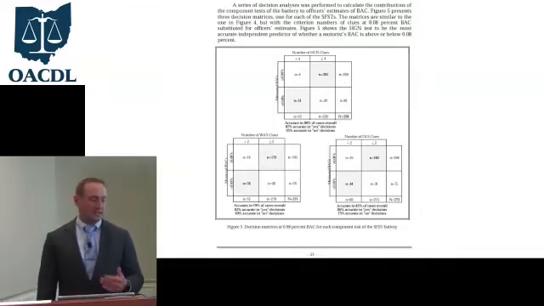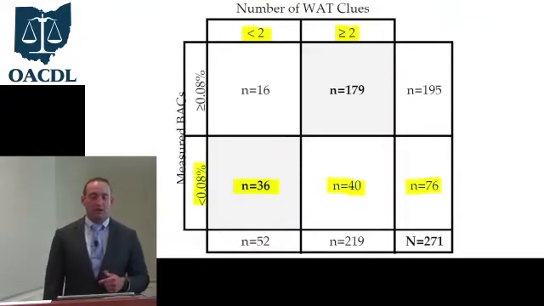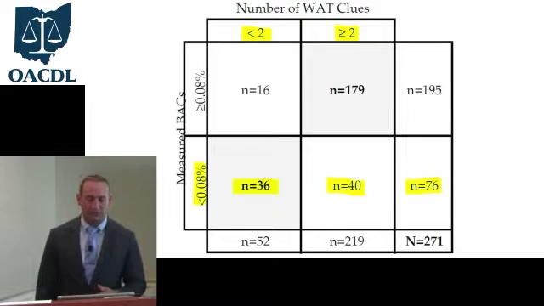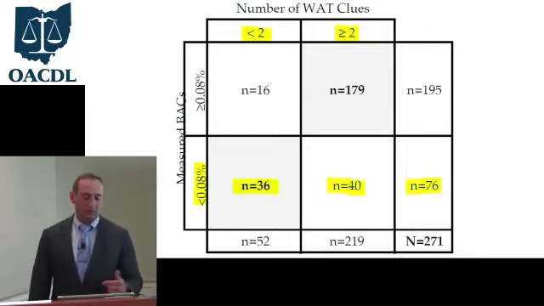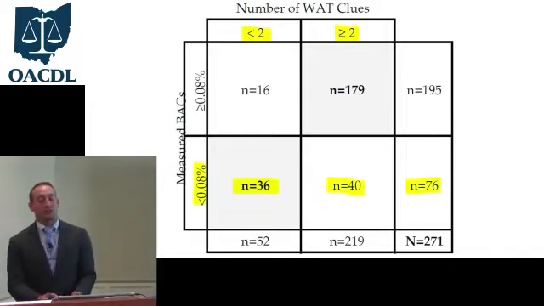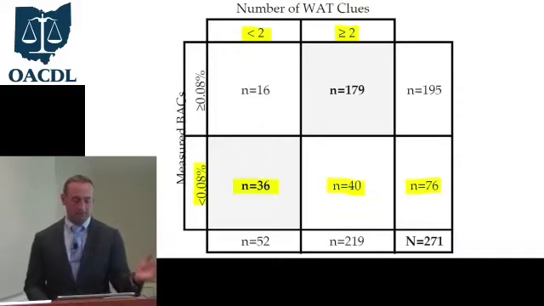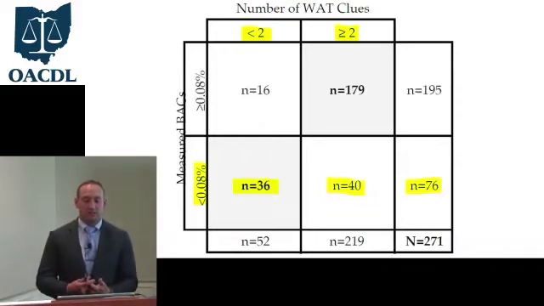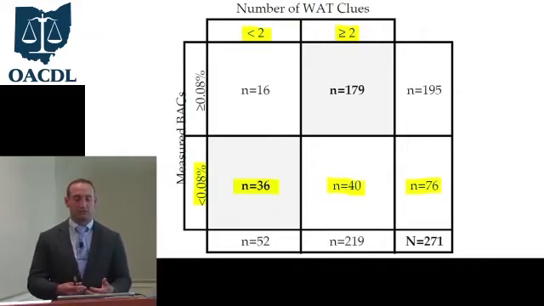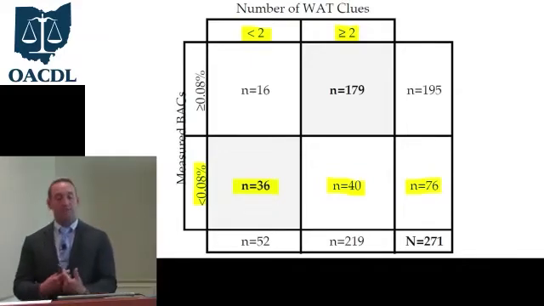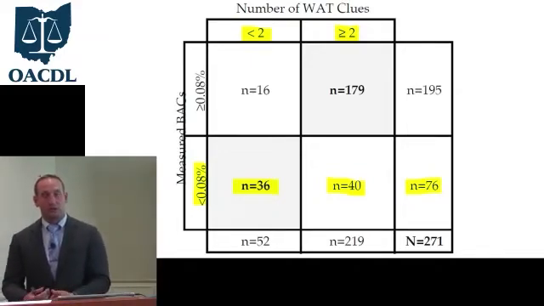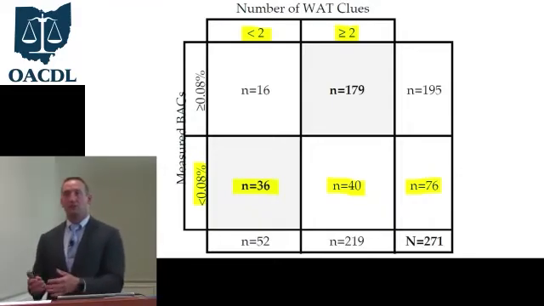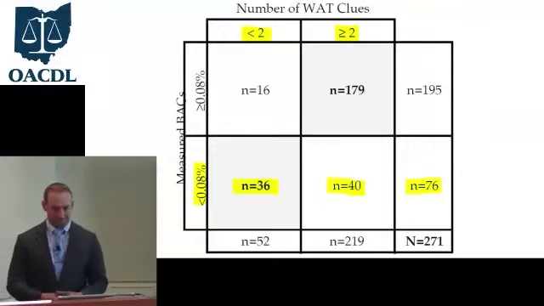So if we look at the walk and turn specifically, we've got people, you can see there, less than 2 clues, more than 2 clues, over and under the legal limit. But most importantly, all the people under the legal limit, that bottom row of the matrix. People who have less than 2 clues, that was 36 people. People who had more than 2 clues was 40. Well, 40 is bigger than 36. So most of the people under the legal limit failed the walk and turn.